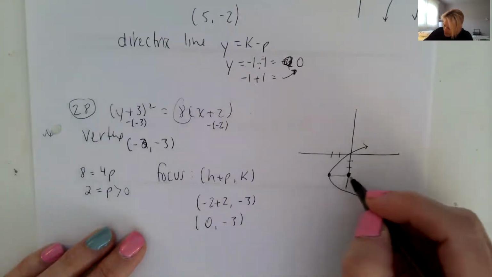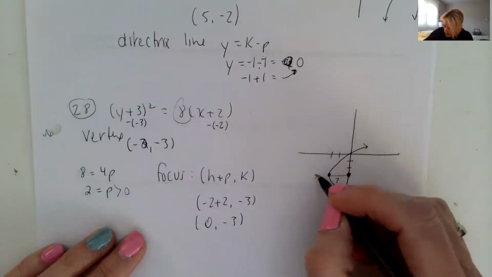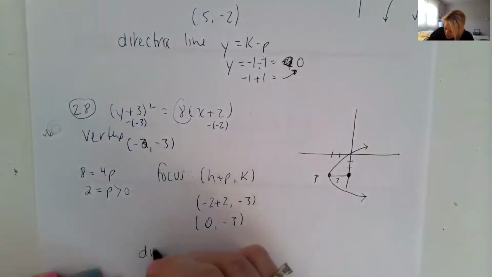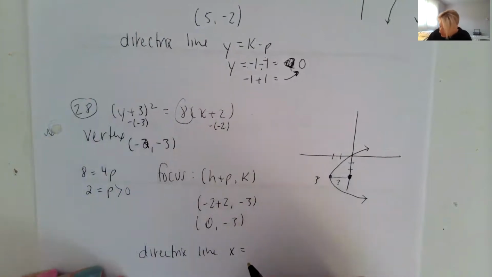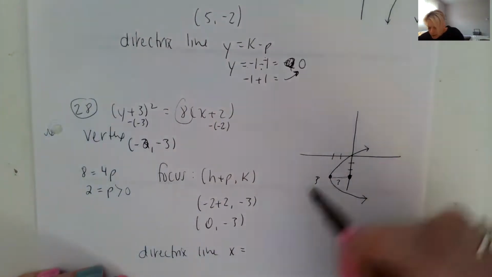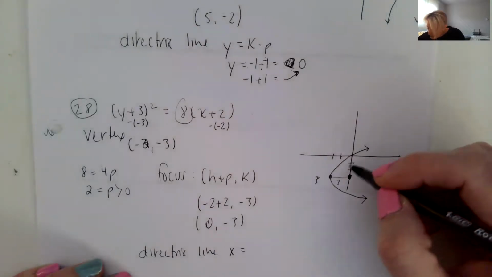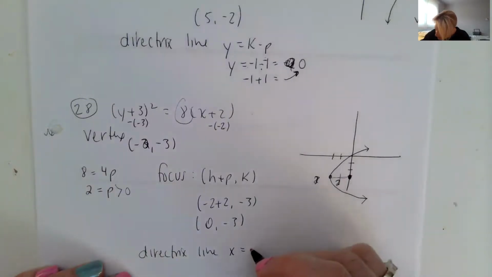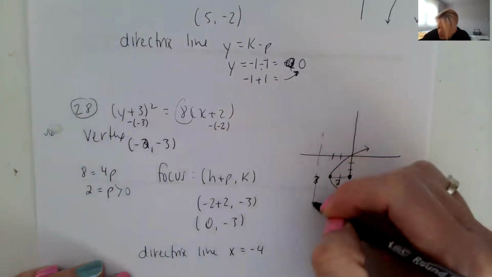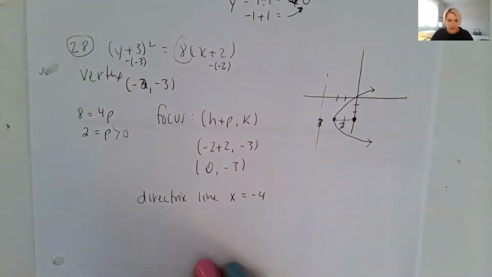And so this distance here is 3. So you know it's going to be 3 over here for our line, right? For our directrix. So our directrix is going to be the line at x equals, wait, this is 2. One, 2, sorry. This is 2, so this is going to be 2. So this is going to be at -4. Everything for 28.